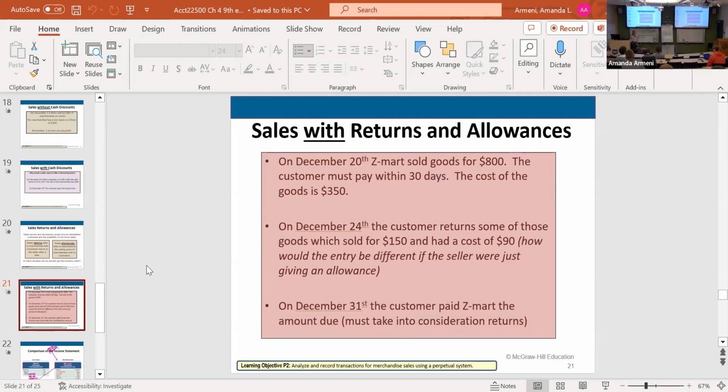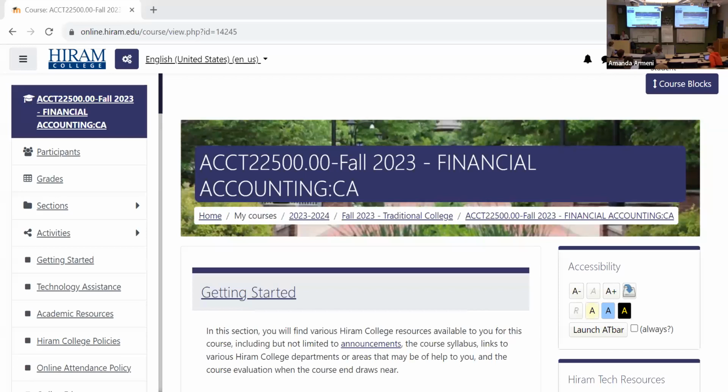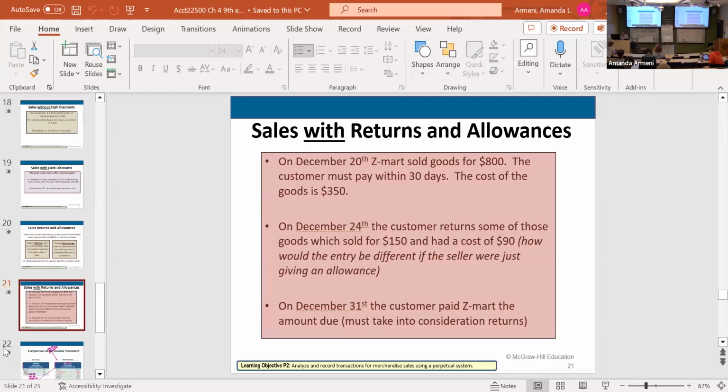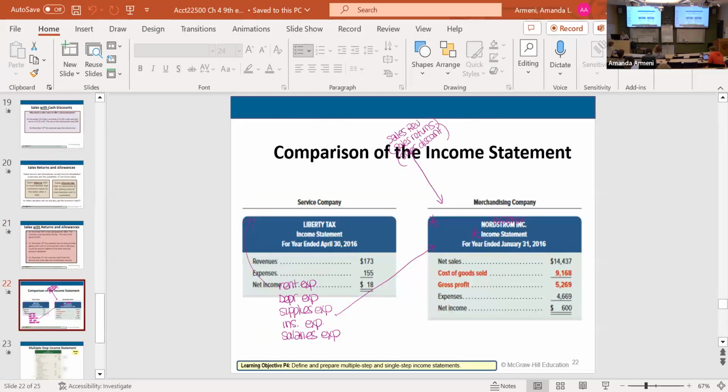So, does anybody have any questions before we move on to a discussion of how to prepare the income statement? Okay. Now we are going to move on to thinking about how the income statement is going to be different for your merchandising company versus what we've previously prepared already, okay?